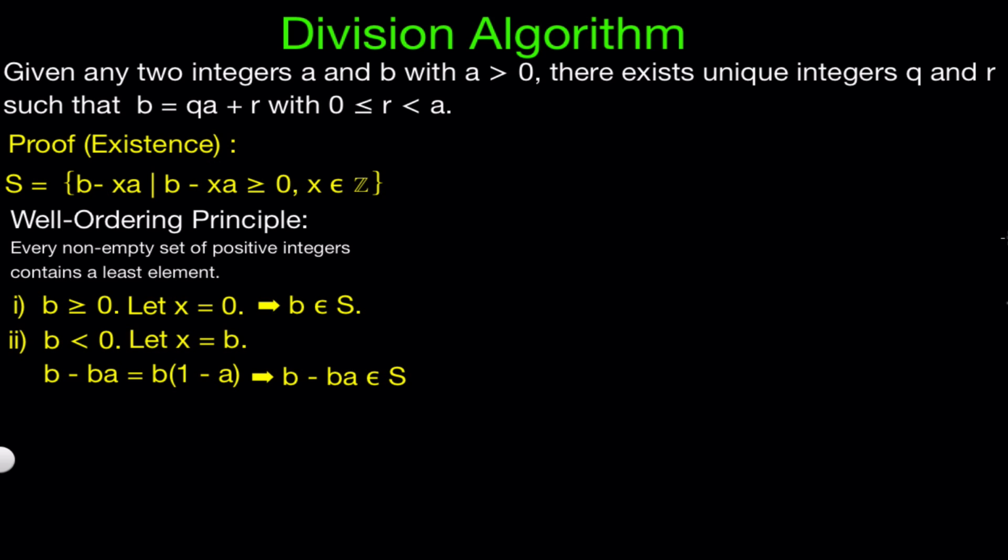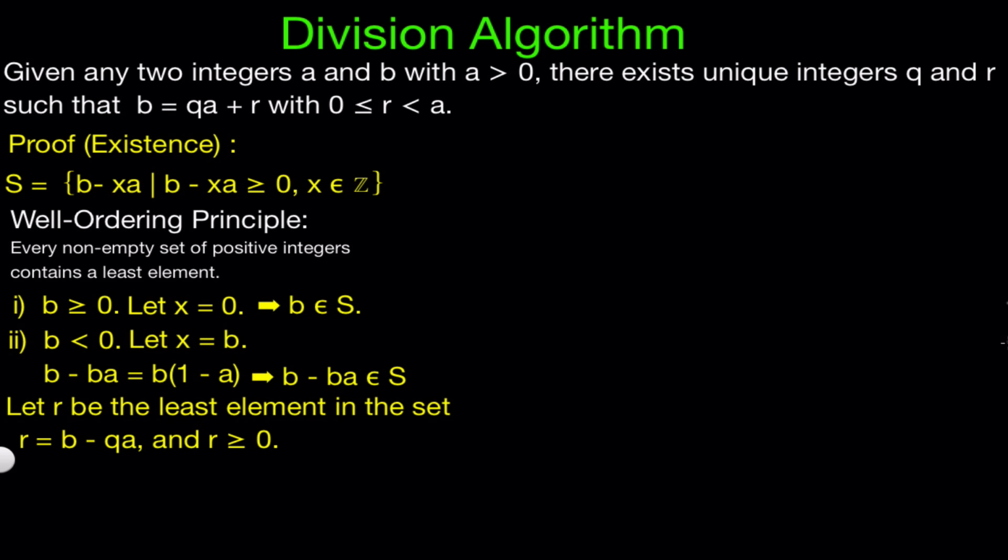So we've been able to find an element in our set S for both cases, proving that our set is non-empty. So by the well-ordering principle, our set has a least element. And let's let that least element be represented by r. So we're going to say let R be the least element in the set.